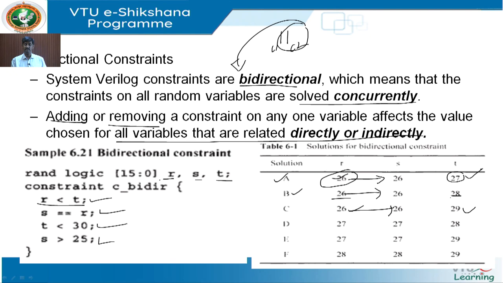Same as this. So for D I am changing now, R randomly. Randomly it is taken 27. So T is 28, as in C. Same thing for the others.